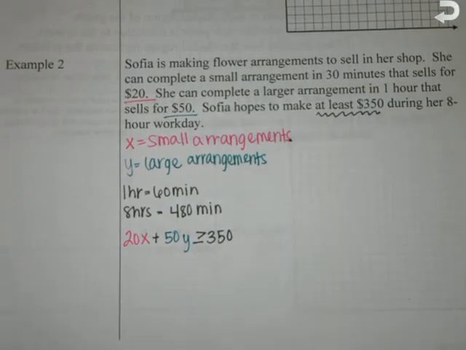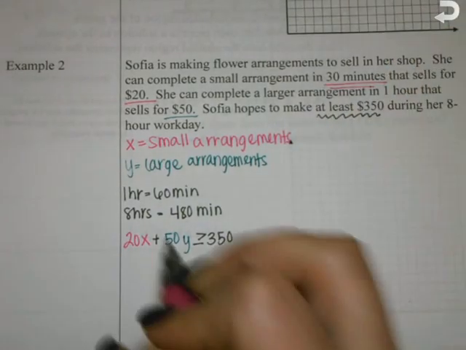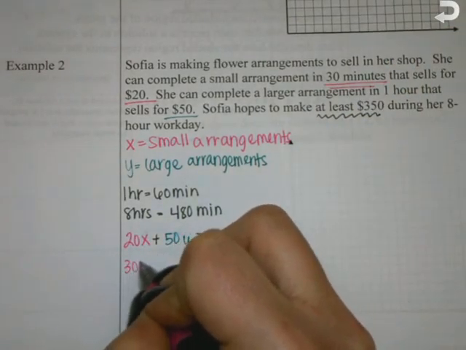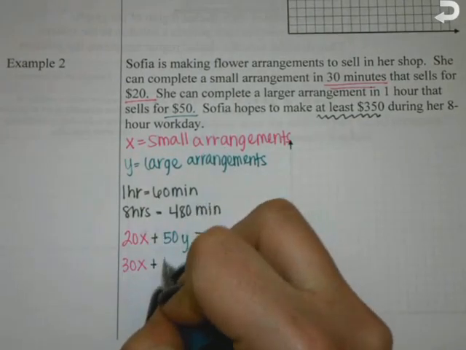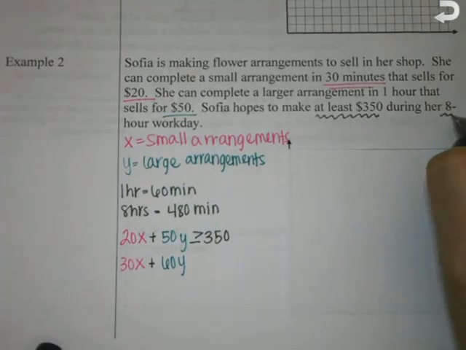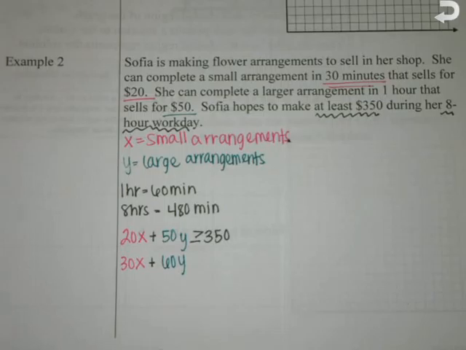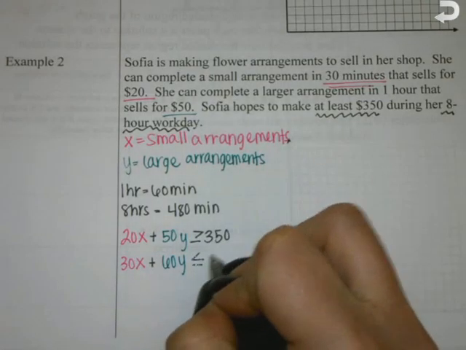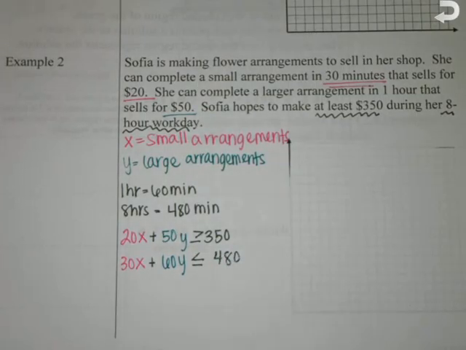Okay, second one has to do with time. How long does it take her to make a small arrangement? 30 minutes. So how would you guys write that? 30x plus 60y. Okay, during her 8-hour workday, now remember we talked about this in the previous problem. Could she quit early if she wanted to? Yeah, so what inequality would you use? Less than or equal to 480. How many of you got that for your two inequalities? Perfect. That's it.